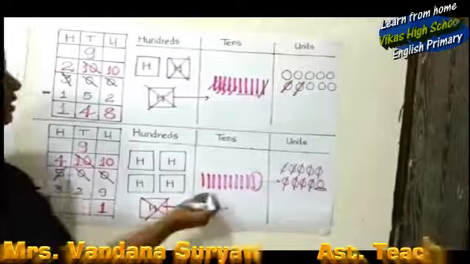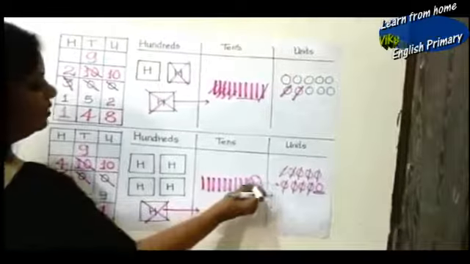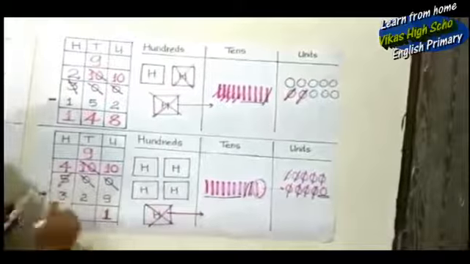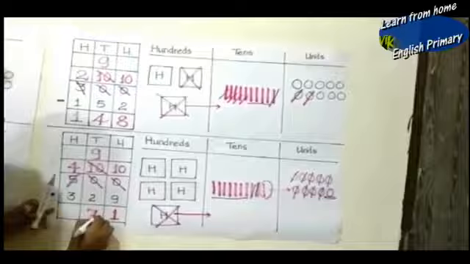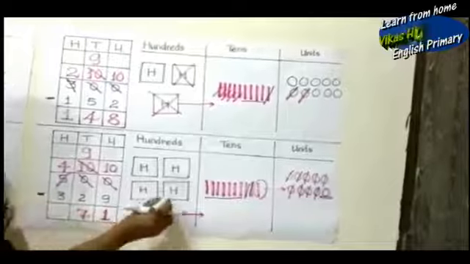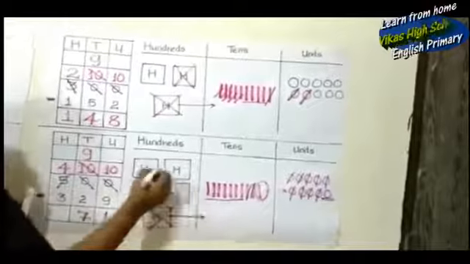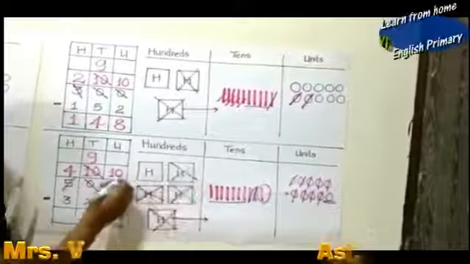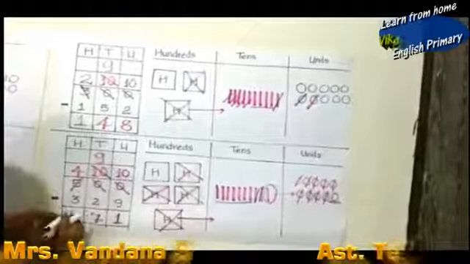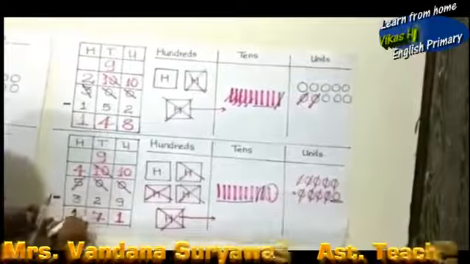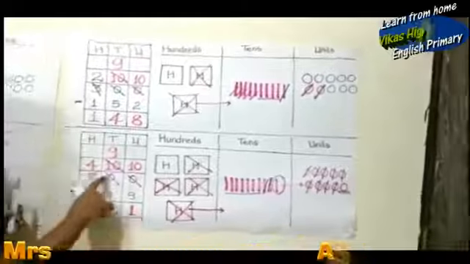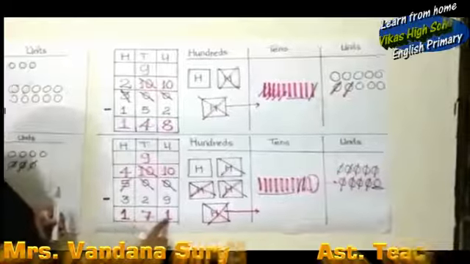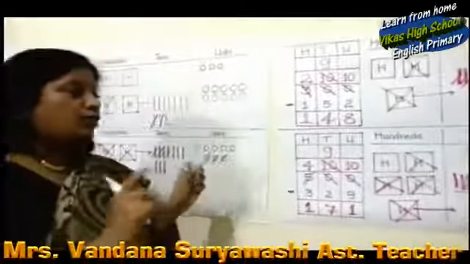unit. And from this 9 tens I have to minus 2 tens. So it gives me 7 tens. And from these 400s I have to minus 3 hundreds. 1, 2, 3. So how many remained? 1. So 500 minus 329, it gives us 171. I hope you must have understood.